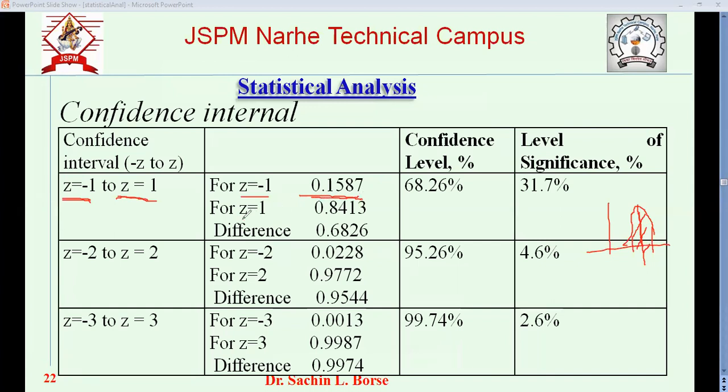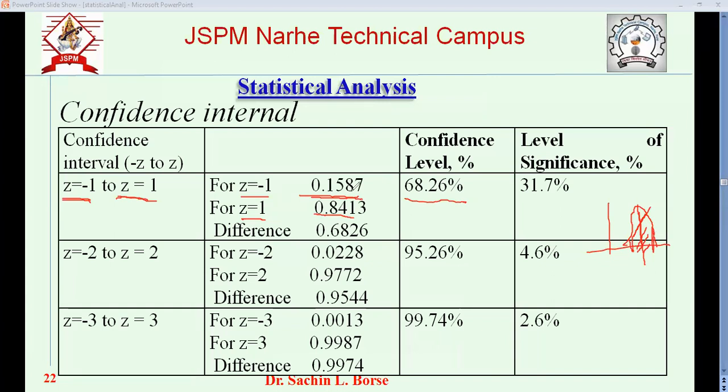Similarly, you find for z equals 1 what the value of area is. Then you find the difference between them, so that you will get the area around z equals 0. Suppose the area is this much. What is the probability that a reading will lie in that? If you subtract, are you getting the same value?